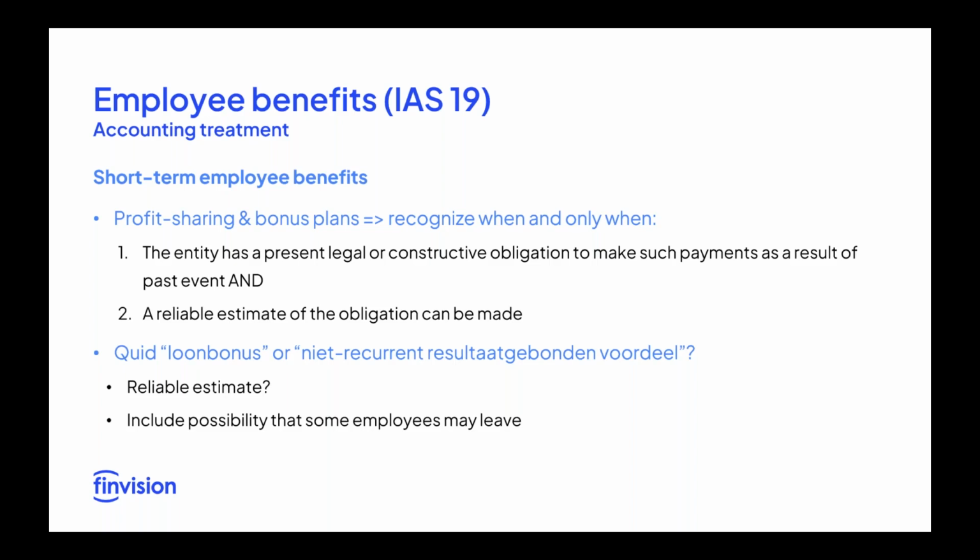What about long-term bonuses or non-recurrent advantages? So different bonuses, same questions arise. Can you make a reliable estimate? And also important in the calculation of the liability, should you consider a possibility that some employees may leave and accordingly may not be entitled anymore to obtain the bonus? So calculation models should include that, and obviously depending on what terms and conditions have been set or the term that it results, the uncertainties might have a longer or higher impact.